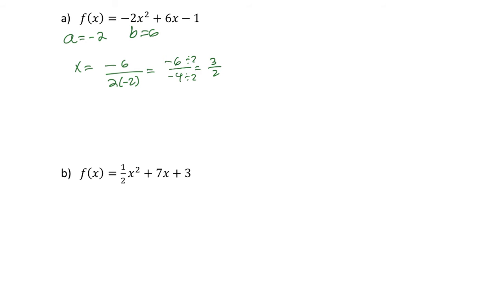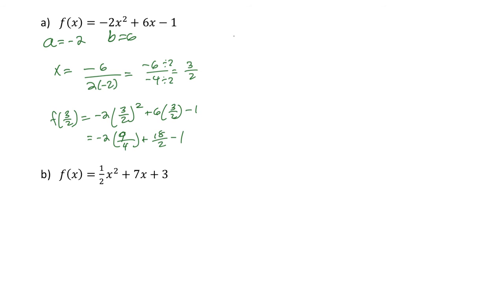So now I'm going to find f of 3/2 equals -2 times 3/2 squared plus 6 times 3/2 minus 1. Okay, so this is the same as -2 times 3 squared divided by 2 squared, so 9 over 4, plus 18 over 2 minus 1. Let's do it another way. I can simplify this 2 with this 4, so this is going to be a 2 here.